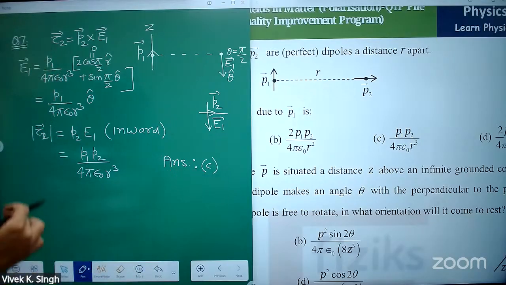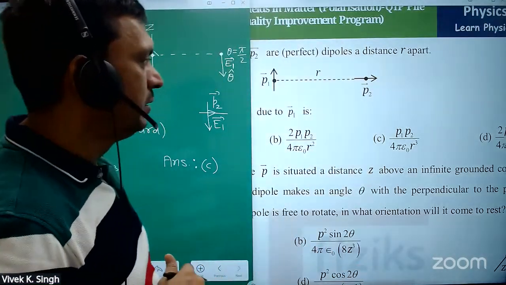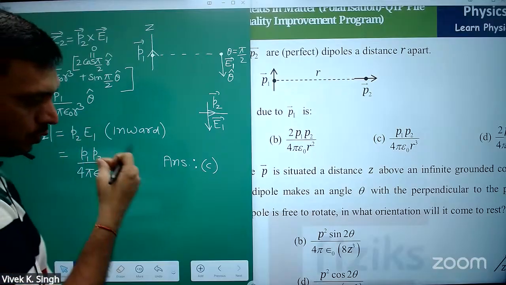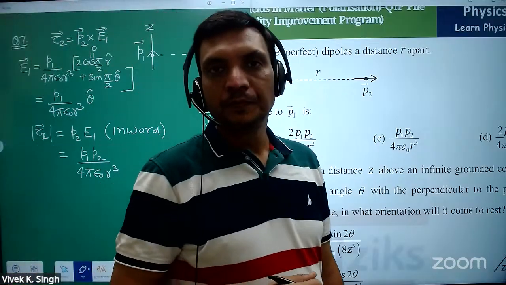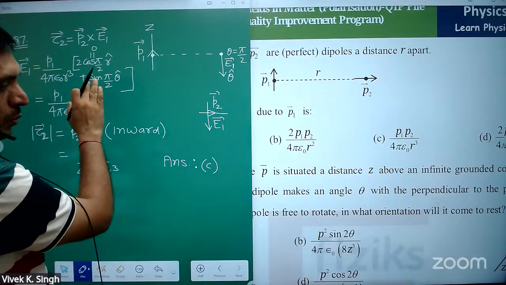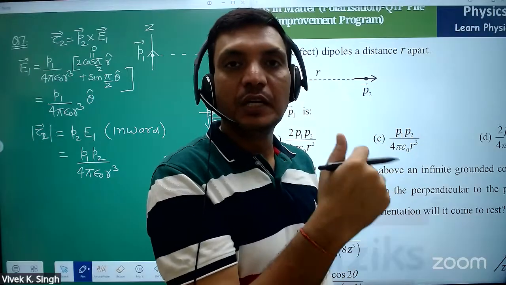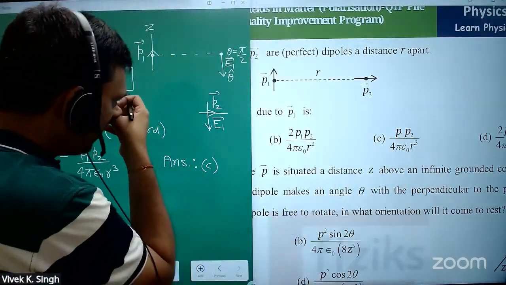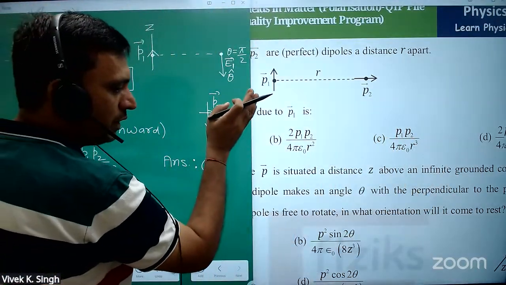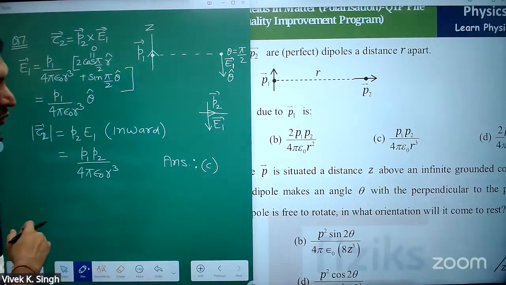So just see, you should focus on how you will write the electric field in spherical symmetry. Symmetry is important. Only then can you calculate the electric field. We have derived this formula assuming the dipole is along the z direction and we have written it in spherical symmetry. So whatever be the direction of the dipole, if you assume that as the z direction, only then you can apply this formula. Clear?